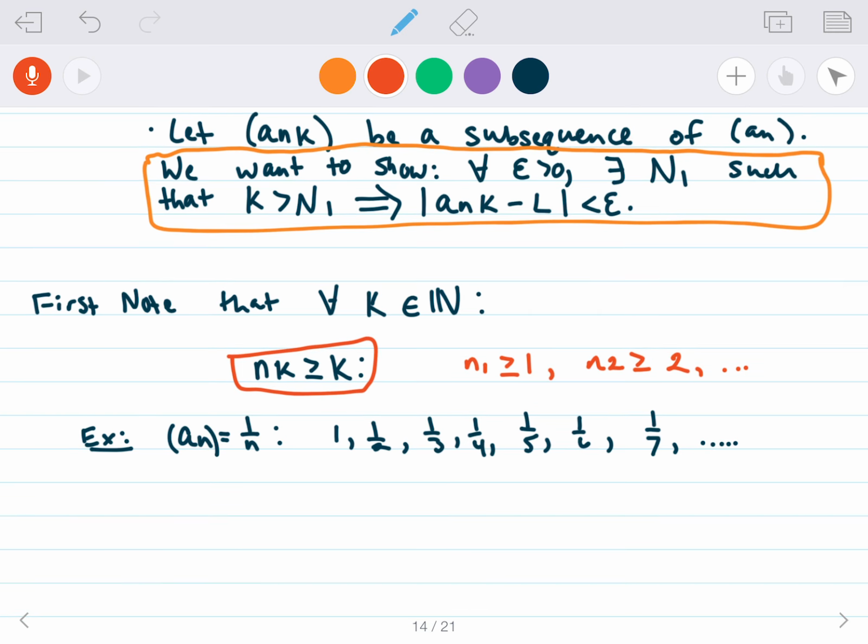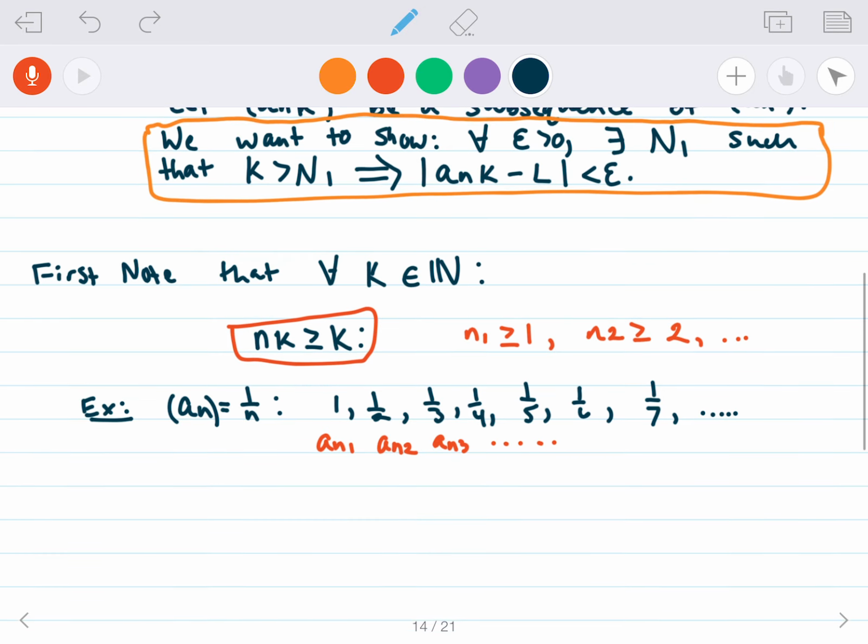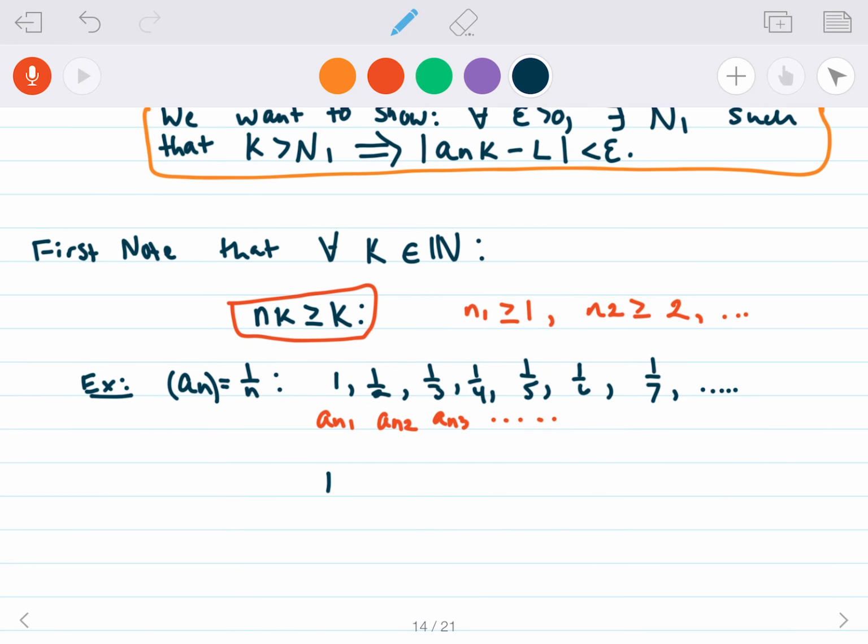I mean, we could take our subsequence to be our original sequence, and we could say that the first term in our subsequence is 1, the second term is 2, the third term is 3, and so forth, right? So we see that n sub 1 is at least 1 in this case. So n1 equals 1, n2 equals 2. But we can also push our subsequence further along the sequence, so we could have something like this.